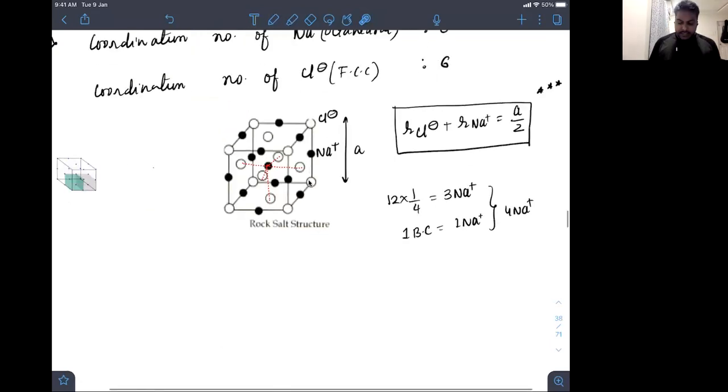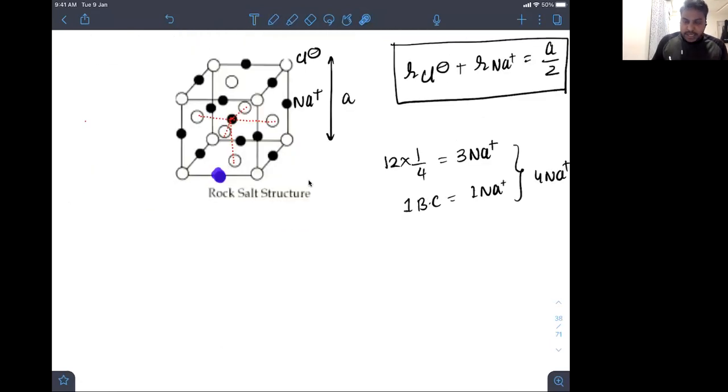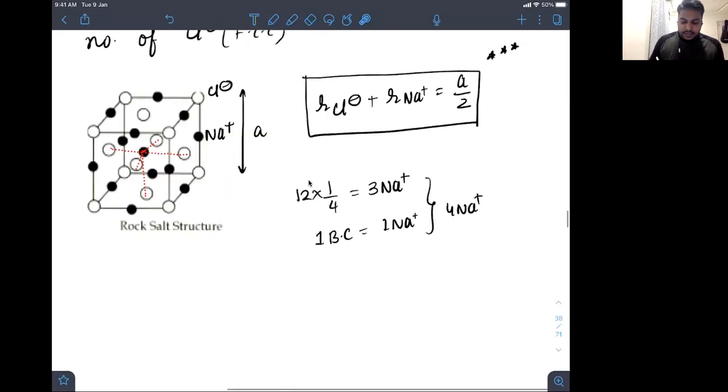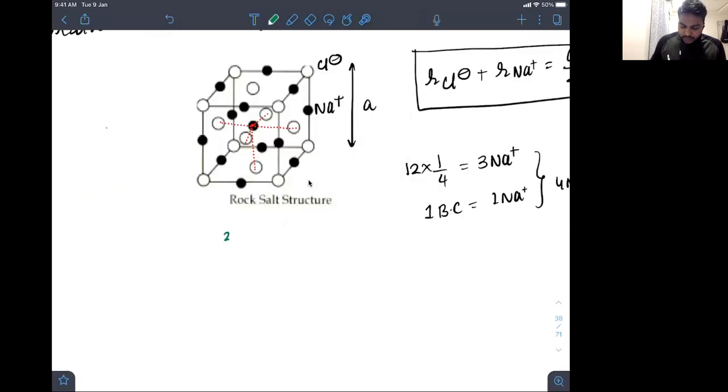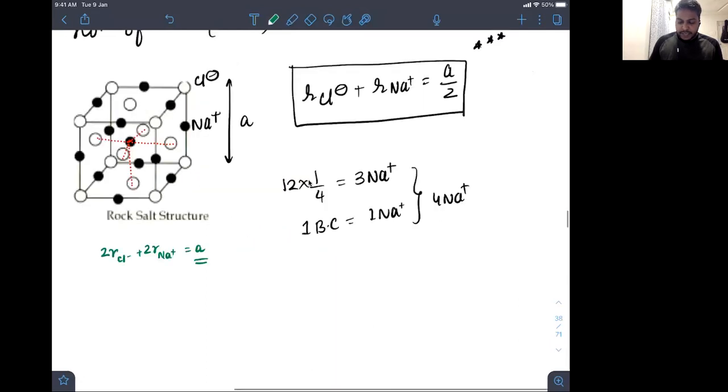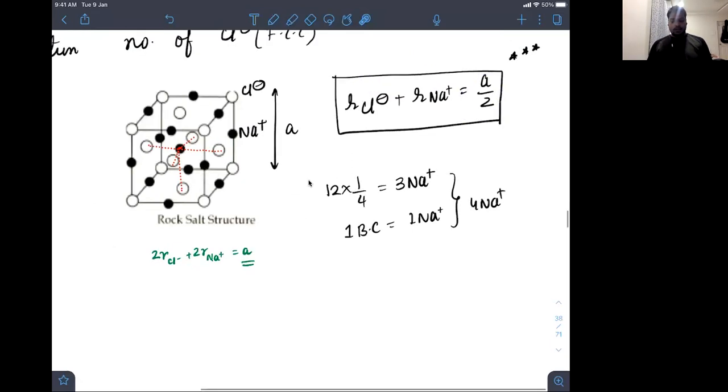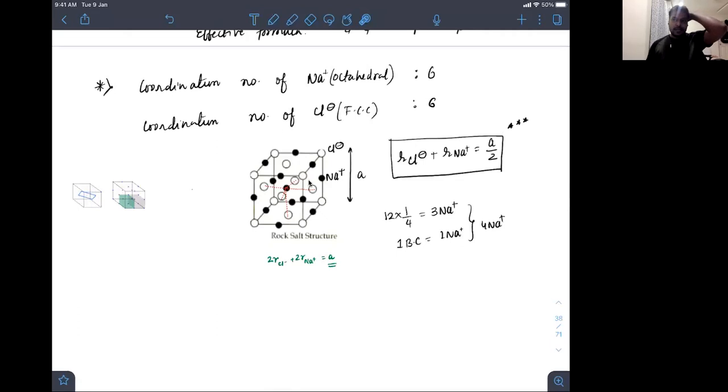Clear? And you can see, since the sodium atom is present on the edge length, these 3 will touch each other. When these 3 touch each other, we will have this total distance as edge length. So I can say that 2a, I'll write it here. So we can write that 2 radius of Cl minus plus 2 radius of Na plus should be equal to edge length. Therefore, R Cl minus plus R Na plus is equal to a by 2. I hope all of you understood this point, how the NaCl looks like.